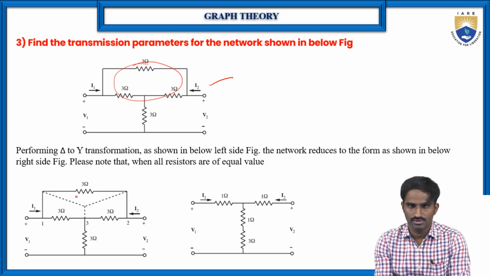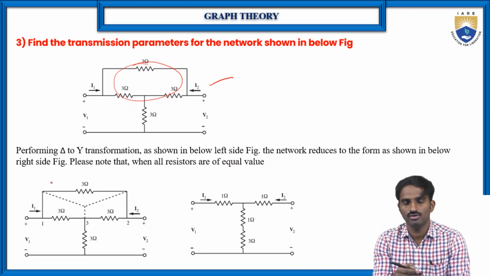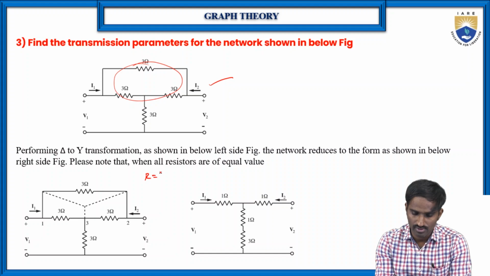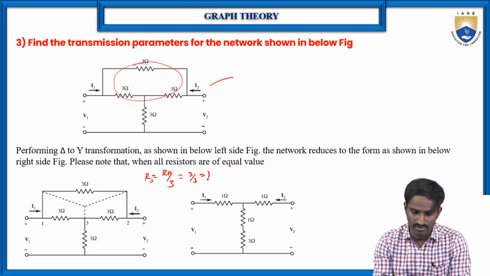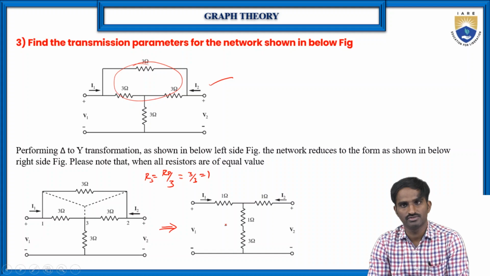Then of course, because all the resistors in the delta network have the same value, when you convert the delta into the star, if all the resistor values of the delta are the same, then R star is equal to R delta by 3. Sorry, not 1 by 3. R star equal to R delta by 3. So which means it is 3 by 3, which is equal to 1. So all the resistors in the star network have the same value, that is 1 ohm resistor. So this network is converted this way.